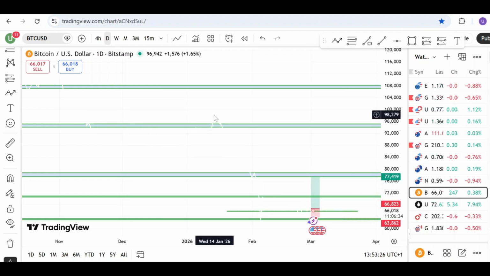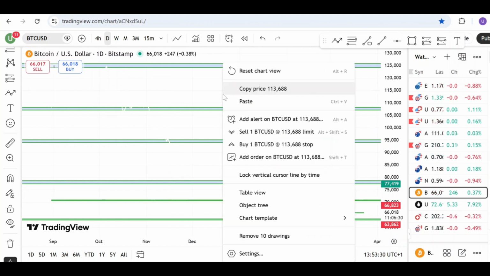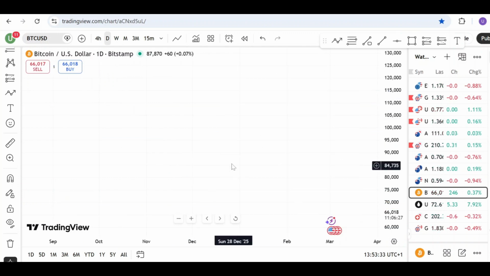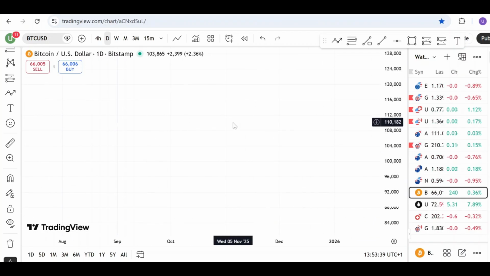I'm trying to clean these charts so that I get somewhere to write. Okay, cool. This is an empty TradingView. I have managed to hide the chart so that I can get somewhere to write in order to present.